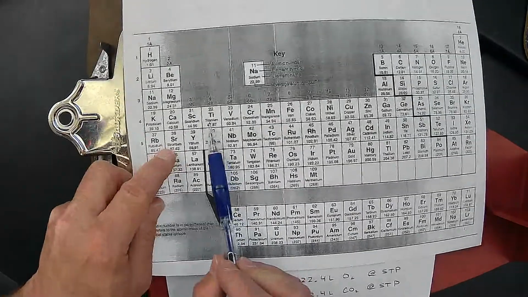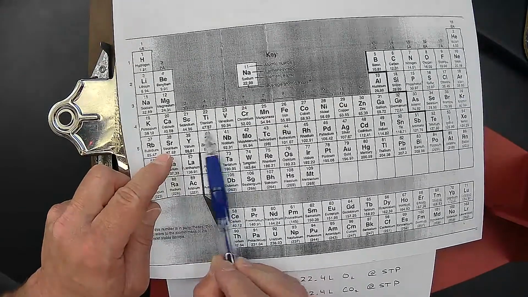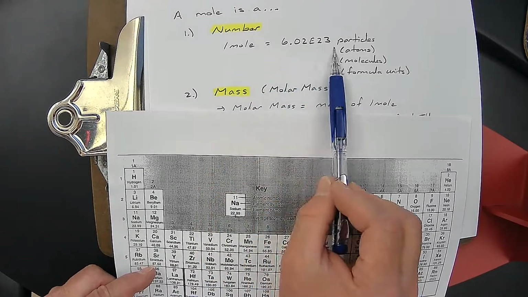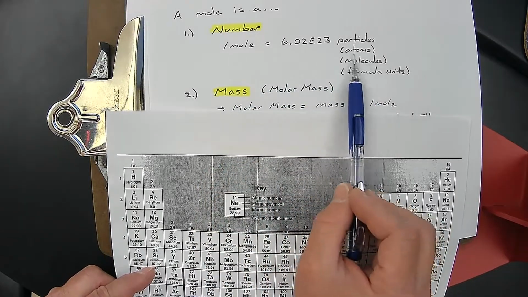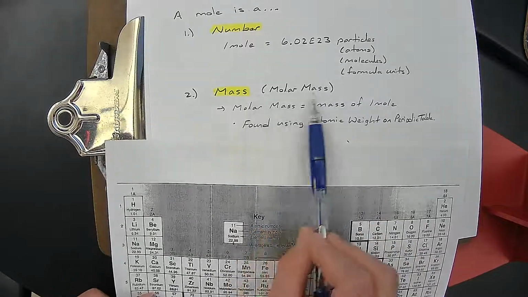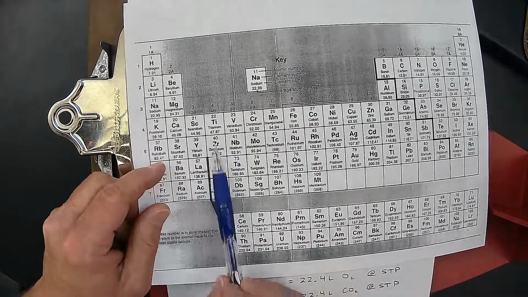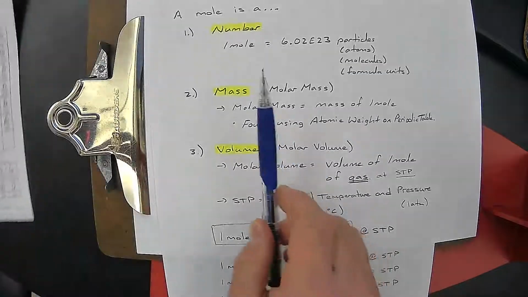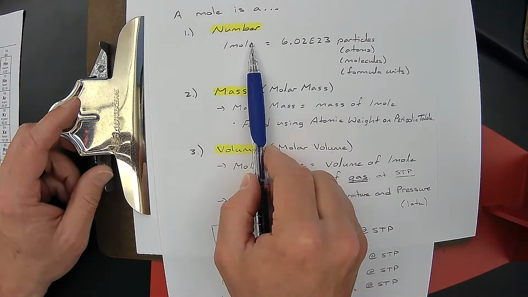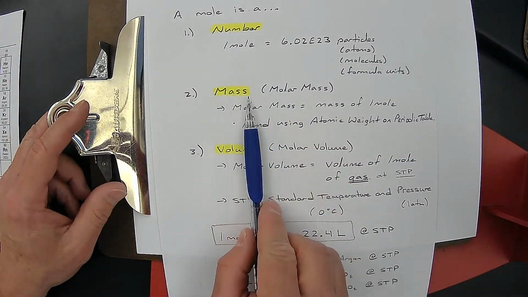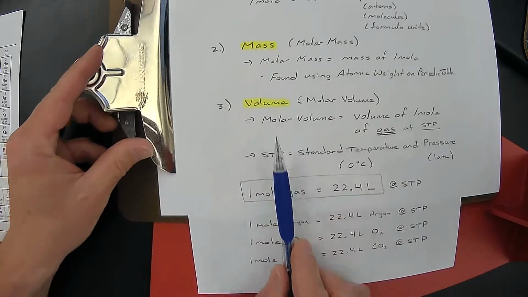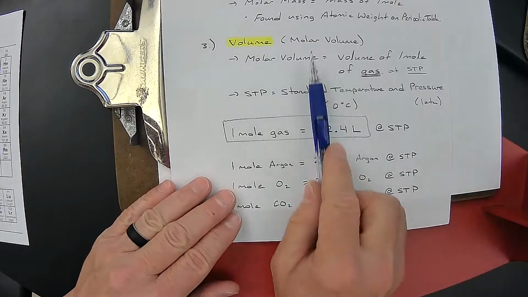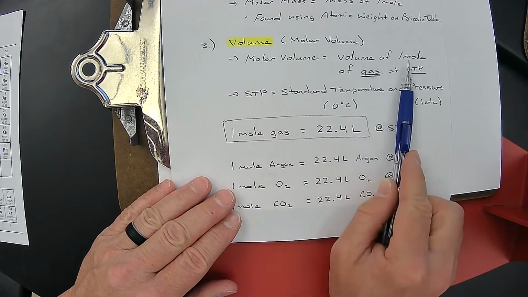If we were talking about titanium, a mole is equal to a number. In this case, we're talking about atoms. But it's also equal to a mass, and it will be equal to 47.87 grams. So the first thing is that a mole is simply a number. The second thing is that it's a mass. And the third thing is that it's a volume, and we call that the molar volume, the volume of a mole.